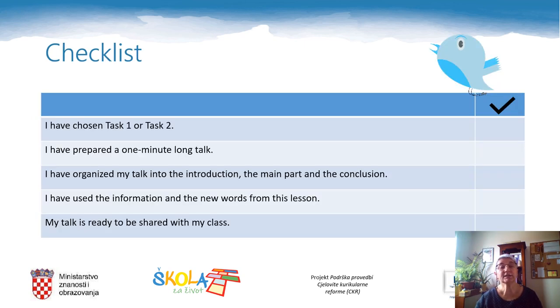Here's the checklist that will help you. Check that you have chosen either task 1 or task 2. Have you prepared your 1-minute talk? Have you organized your talk into the introduction, the main part, and the conclusion? Have you used information from this lesson? And is your talk ready to be shared with your teacher and your classmates?